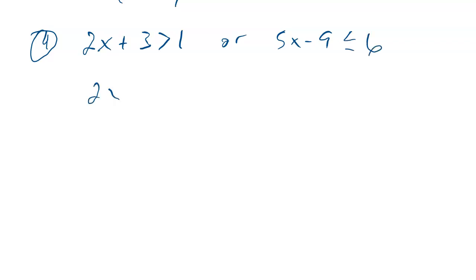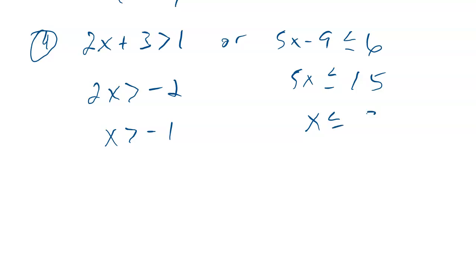All right, so 4 still looks like a disjunction. 2x plus 3 is greater than 1, or 5x minus 9 is less than or equal to 6. Solving this, I get negative 2x is greater than negative 1. I get 5x is less than or equal to, I believe that's 15. And I get x is less than or equal to 3.